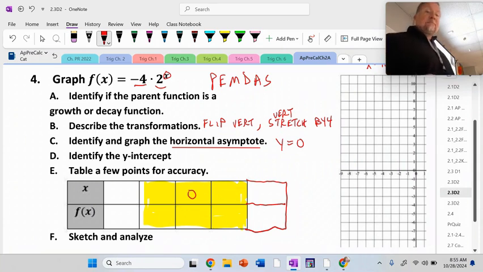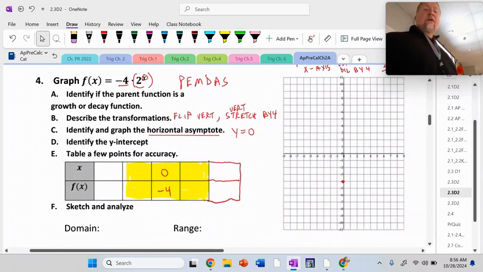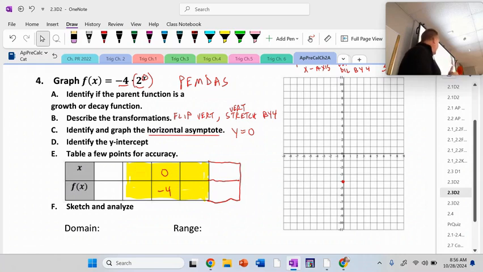So parentheses, exponents. So I do 2 to the 0 first. What is 2 to the 0 power, everyone? 1. What's 1 times negative 4? So there we go. We got that change. We got that 0 comma negative 4. That was supposed to be 0 comma 1 for the parent function. So we already see that we have a flip, and then we'll see some other stuff here.